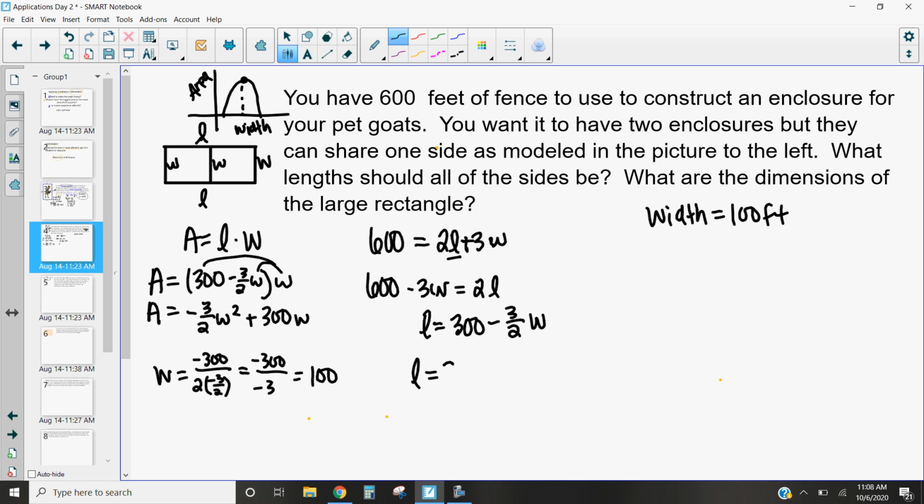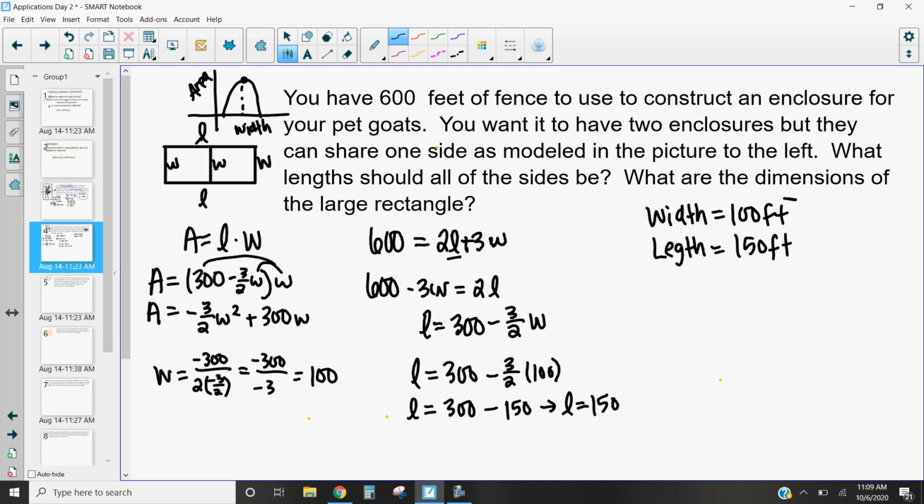Now, if our width equals 100 feet, what does that mean that our length equals? So our length is going to be 300 minus 3/2 times 100. Now, what this really is, our length equals 300 minus 300 over 2, which is 150. So that means that our length equals 150. So if our width is 100, our length is 150. So that would be the dimensions of our rectangle. And the length of all of the sides should be 100, 100, 100, 150, 150. And if we add that up, 150 plus 150 is 300, 400, 500, 600. Perfect. That's our optimized area there.